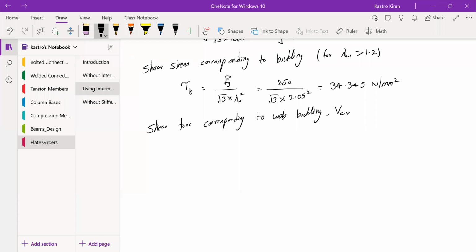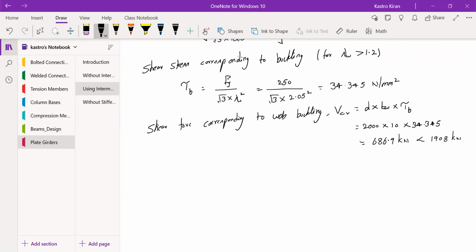You have the formula VCR equals AV into tau B, where AV is the area of the web. Sometimes you can write it as AW also, which is area of the web. So VCR equals area of the web, obtained from depth into thickness of the web, into tau B. The depth of the web is 2000 and the thickness of the web is 10, into tau B value of 34.345. If you solve this, you will get the value as 686.9 kilonewtons.